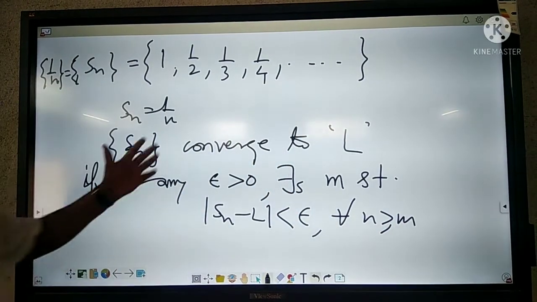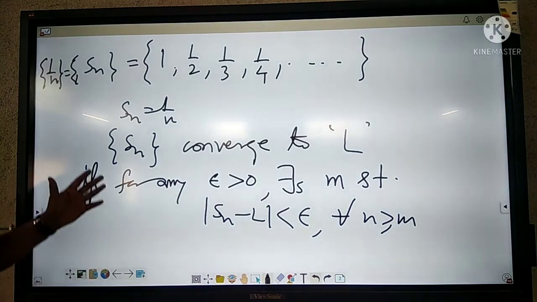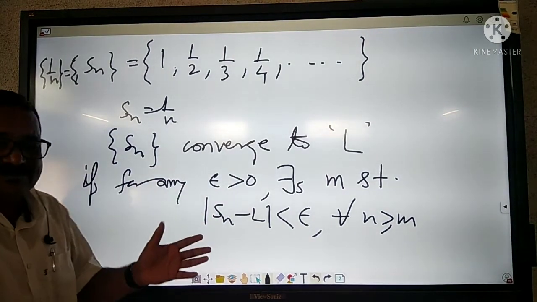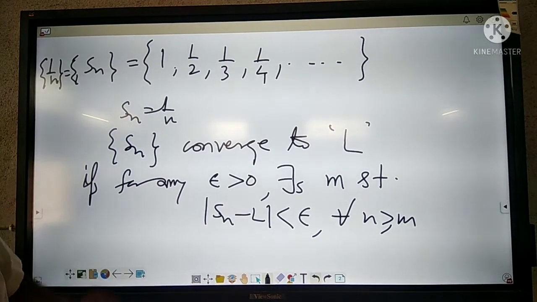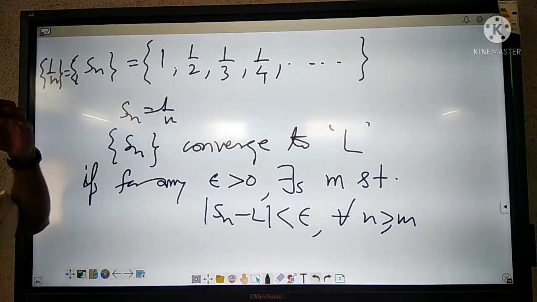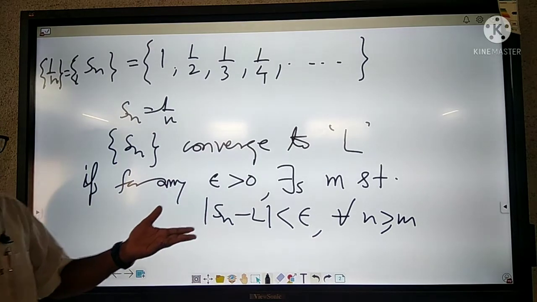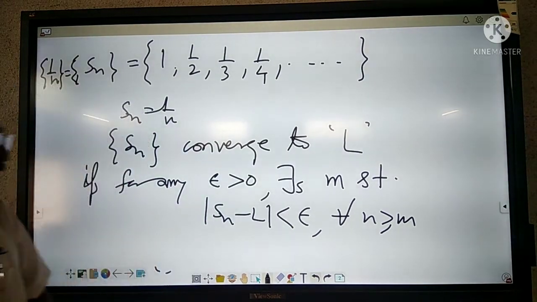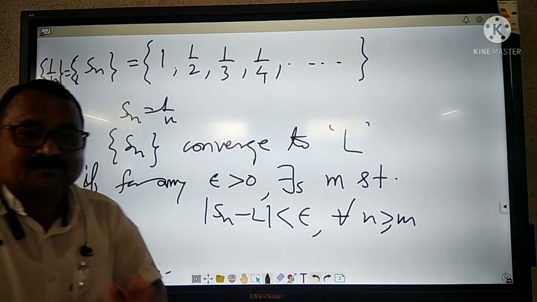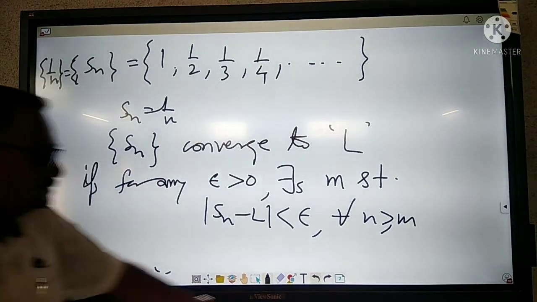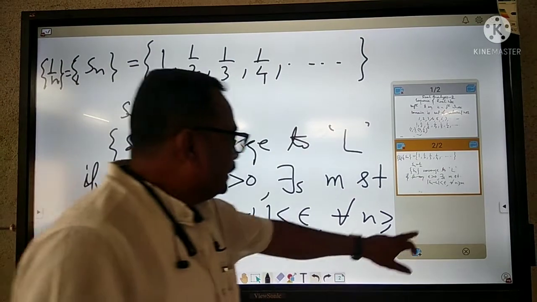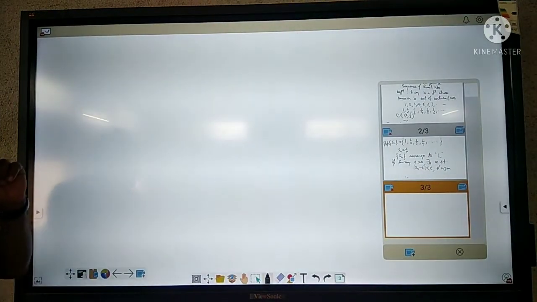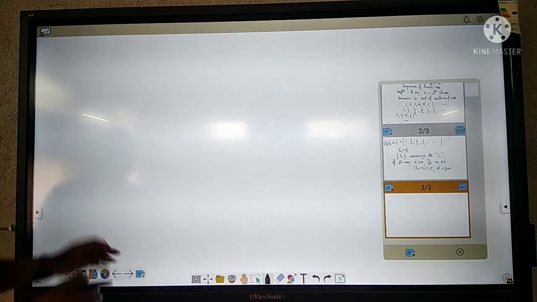What is the meaning of this? We have to learn what the meaning of this definition is. No problem. These words and letters are new for you, but this is not difficult. What is this epsilon, and what is this modulus of Sn minus L? Where does this L come from? We have to learn here. So it is an important one. So we take the PPT here.